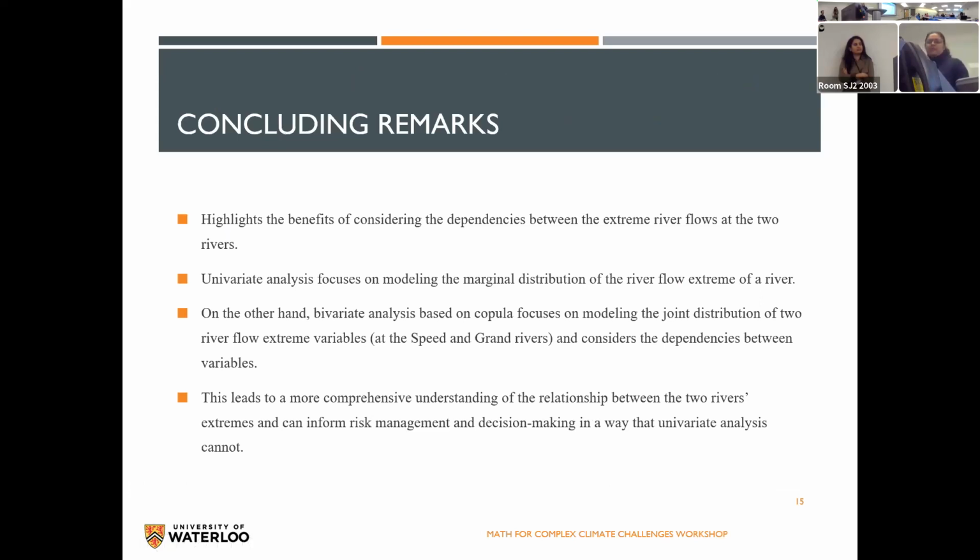Concluding my remarks, this highlights the benefits of considering dependencies between extreme river flows at the two rivers. Univariate analysis focuses on modeling marginal distribution without considering the interdependence between different variables. On the other hand, bivariate analysis using Copula considers the interdependence between different extreme events, and it gives the joint probability of occurrence of different events. This leads to a more comprehensive understanding of the relationship between two river extremes, and it can inform risk management and decision making in a way that univariate analysis cannot.